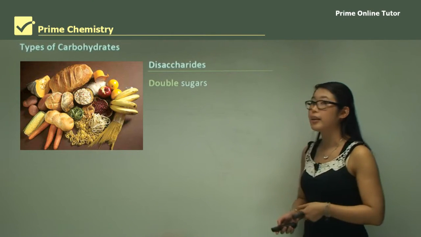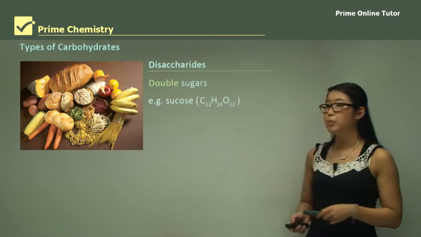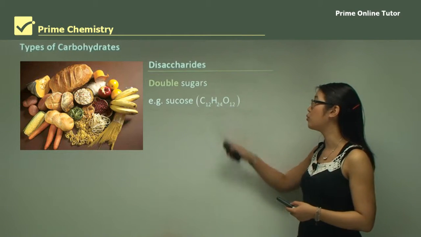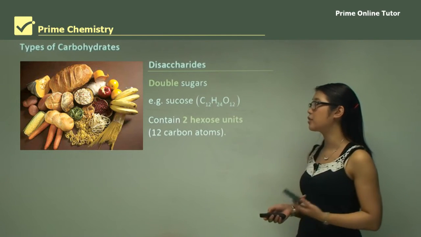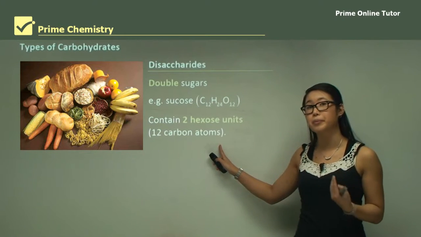So disaccharides, di meaning two, are double sugars. An example is sucrose, so we just doubled it, C12H24O12, and this contains 2 hexose units, so 12 carbon atoms in total. Remember, one was 6.